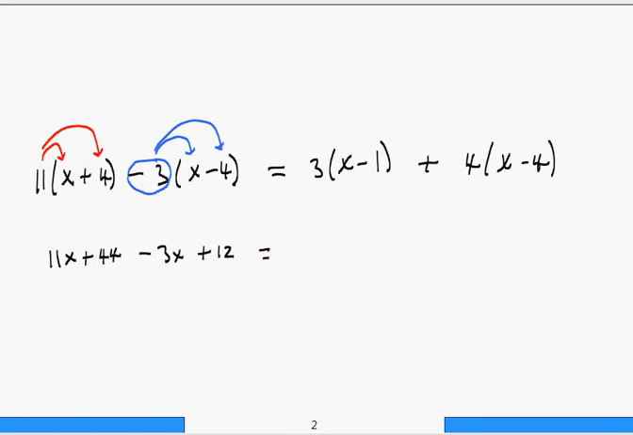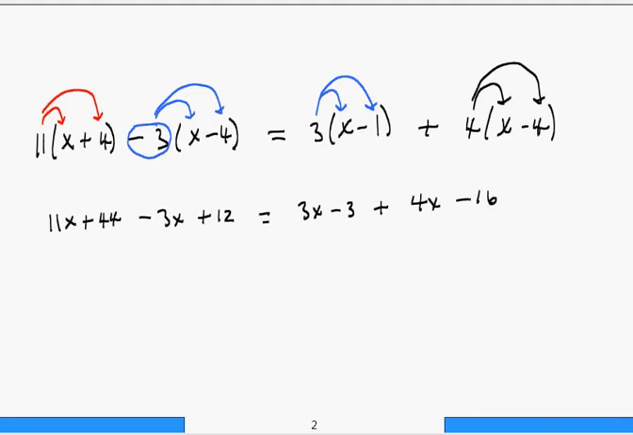On this other side of the equation, here I've got just a positive 3 going through the parentheses. So I get 3x, and then 3 times a negative 1 is a negative 3. And then here, this 4, it's a positive 4. It's going to distribute through the parentheses. 4 times x is 4x. 4 times a negative 4 is a negative 16.